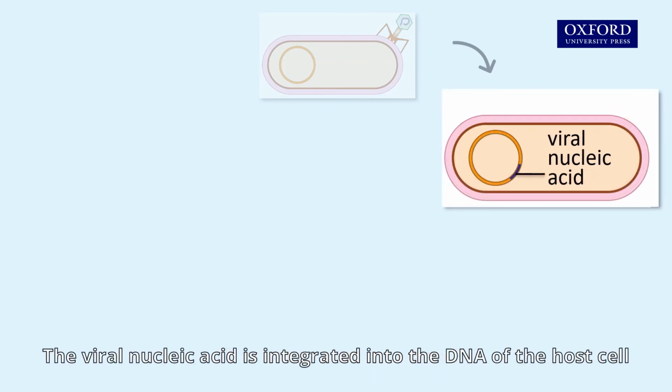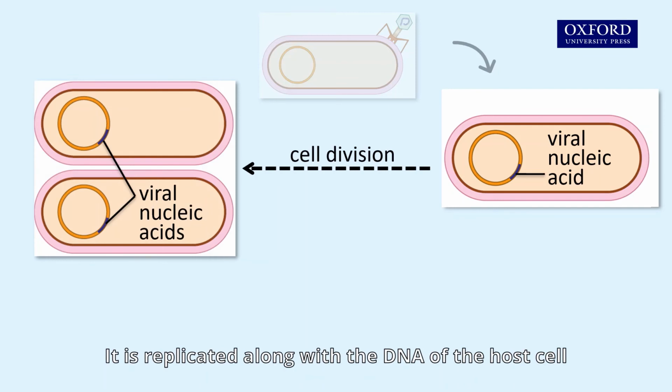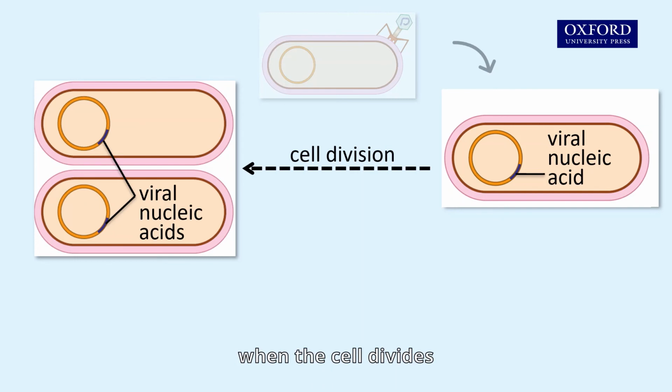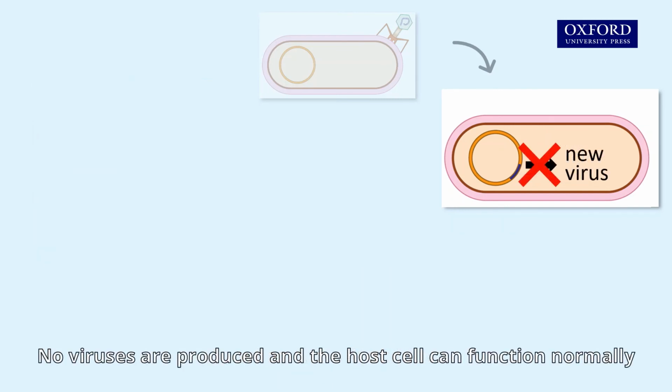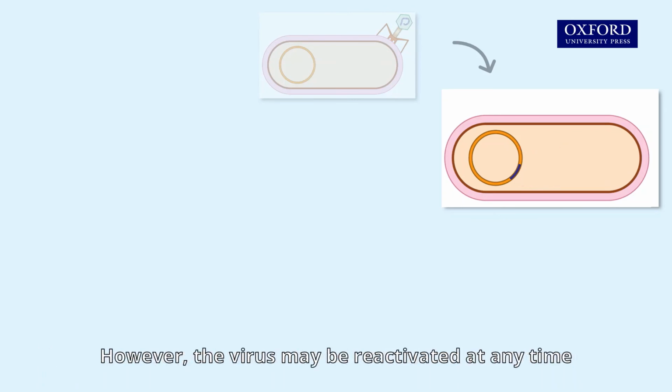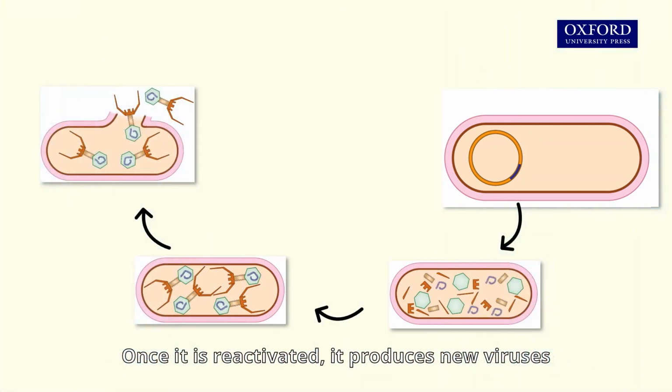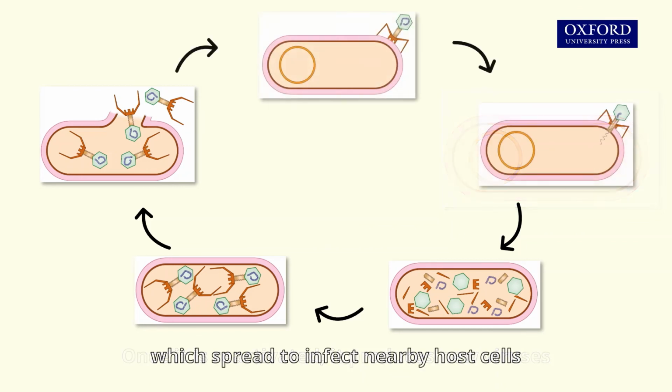The viral nucleic acid is integrated into the DNA of the host cell. It is replicated along with the DNA of the host cell when the cell divides. No viruses are produced, and the host cell can function normally. However, the virus may be reactivated at any time. Once it is reactivated, it produces new viruses, which spread to infect nearby host cells.